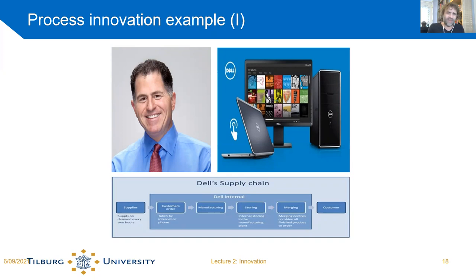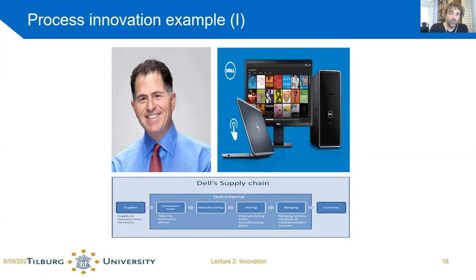So I already gave the example from Dell, but I think it's a bit old, but it's the most clear example of a process innovation. So usually computer manufacturers used to just simply make computers and then sell them in a store. And there was only a few options. And Dell was the first one who said, well, we first wait for the customer to order a certain computer with certain hardware and software, and only then we will relay the order to manufacturing, then they will manufacture it, and then we will deliver it to the customer.